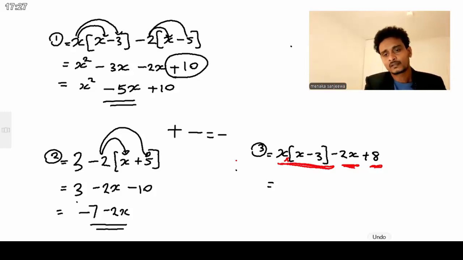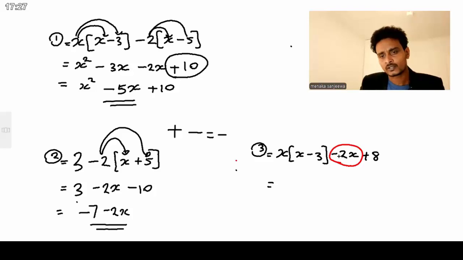Because of the x, it's one term. You mean this one? Yeah, this is minus 2x. There's a multiplication here, minus 2 into x, so we consider it as one term. 8 is the other term. So it's better to know the terms, right?